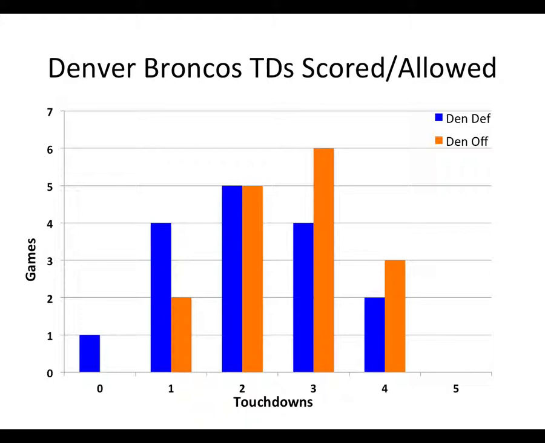Looking at this graph, what do you think this represents? Yep. TDs, touchdowns scored. So that would be the offense and the defense for the Broncos. Right?